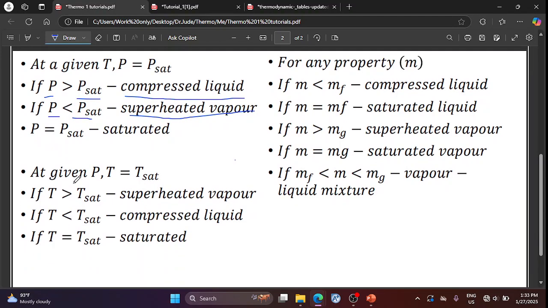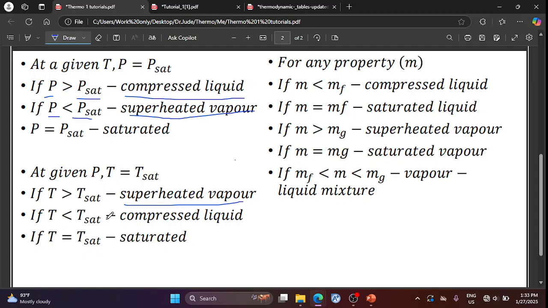Now for the temperature, it works with a very similar understanding, but temperature works quite opposite to pressure. So with temperature, if once again I have water at 100 degrees Celsius, 1 atm, and I increase the temperature, I'm giving more energy to the molecules. So the molecules can start to escape more, and I'll start getting more vapor. So if I increase the temperature, I'm going to get superheated vapor because I am adding more energy to cause the molecules to escape more.